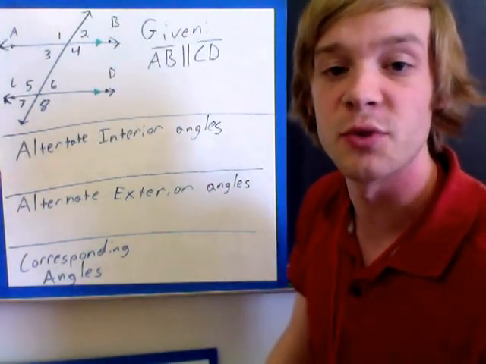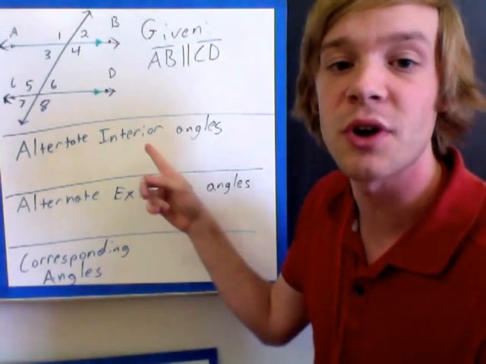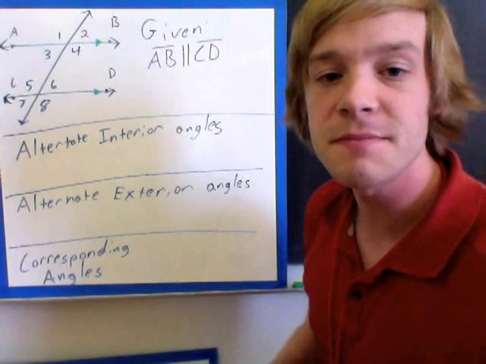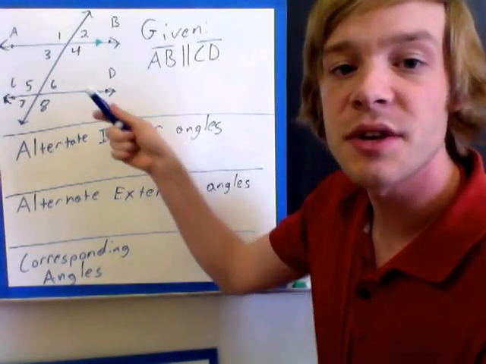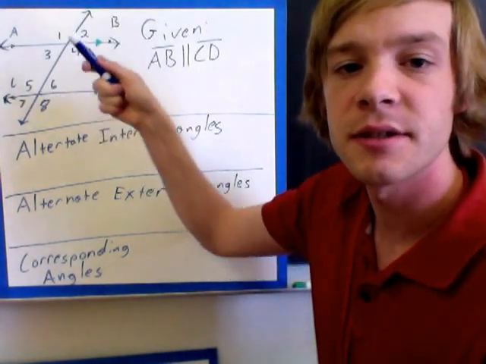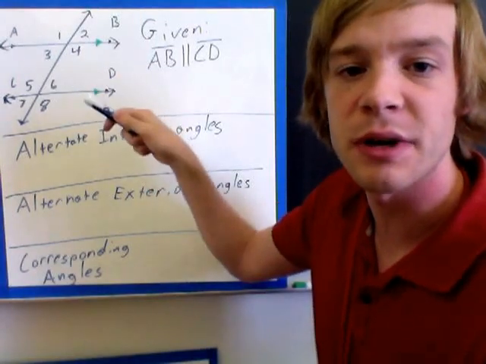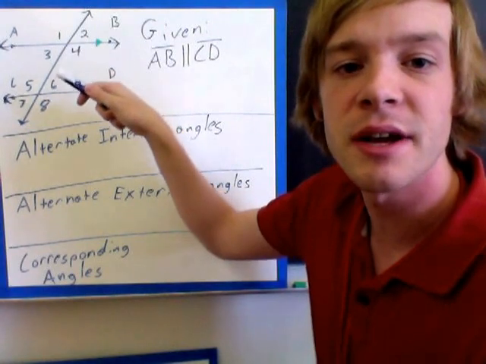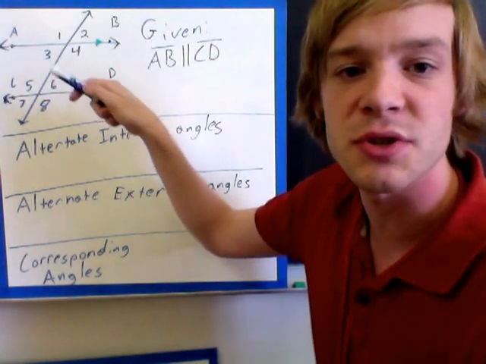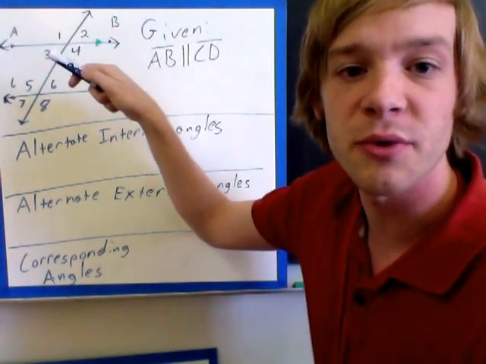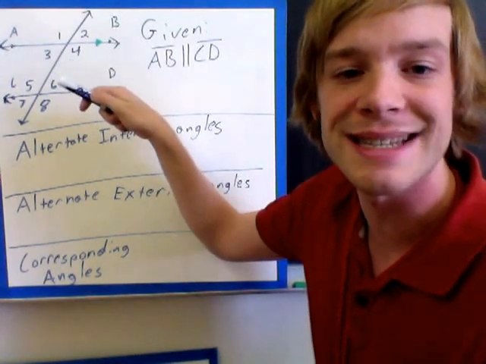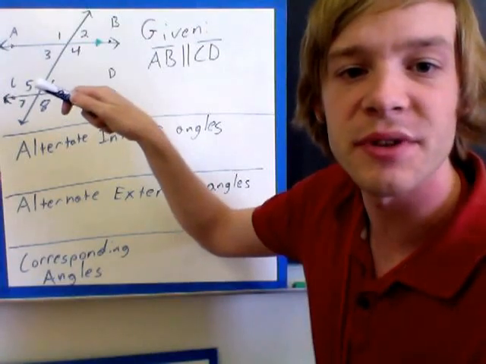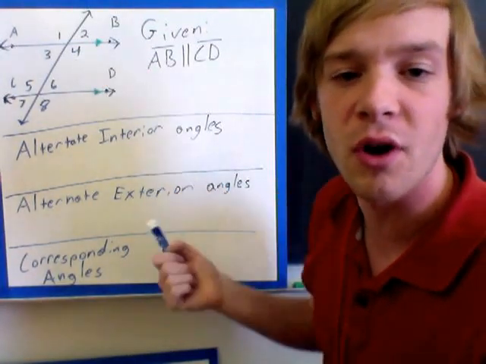We have a couple of different rules we can use. The first rule is called alternate interior angles. What this means is that angles that are on the inside of the two parallel lines, which are here and here, and on opposite sides of the transversal are congruent. So for instance, the angle at 3 and the angle at 6 are both congruent. Also, the angle at 5 and the angle at 4 are also congruent.